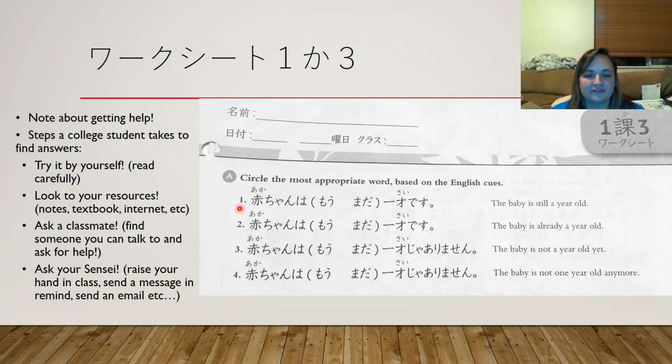So our shukudai, let's go ahead and jump into that. So part A, you need to circle the most appropriate word, right? Whether you're going to use mo or mada. So look at the English example to help you. And then pay attention to the ending, right? Is it positive or negative? And that will help you do the first part, A, okay? So yeah, again, look at your notes and look at those rules.